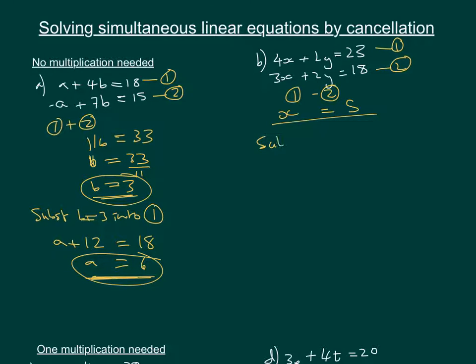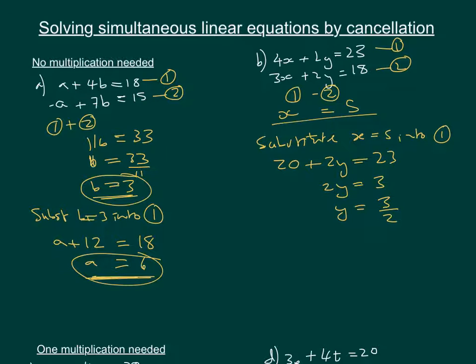And then we're going to substitute that into one of the equations. So substitute x equals 5 into, let's do it again into equation 1. It doesn't matter which one we substitute into. So 4 times 5 is 20, plus 2y equals 23. So subtract 20 from both sides will leave us with 2y is 3, so y is 3 over 2. Those are our two answers.